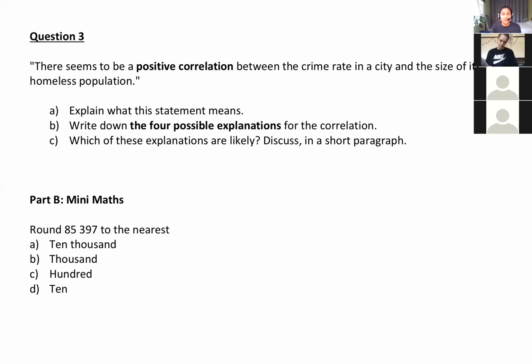If someone doesn't know what that means, how could you explain to them what this statement says? So how would you explain to them what it means to say there's a positive correlation between the crime rate in a city and the size of its homeless population? So that's part A. Part B, we're going to write down the 4 explanations for the correlation.